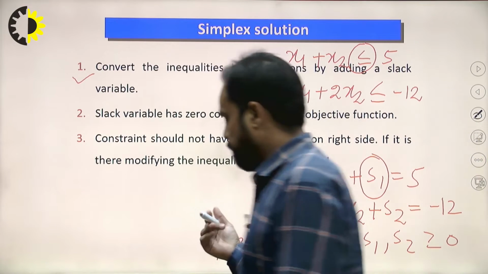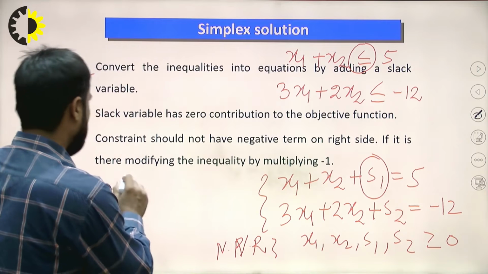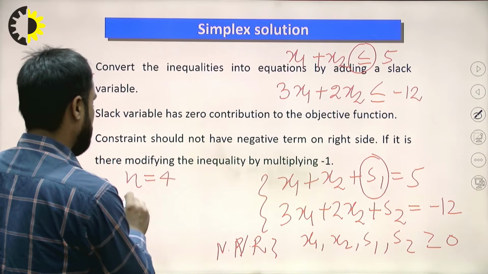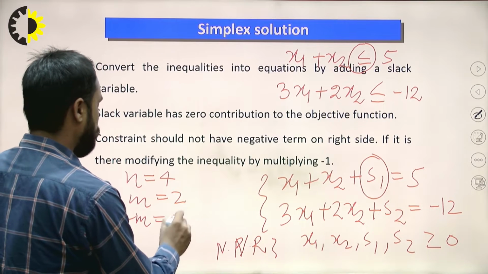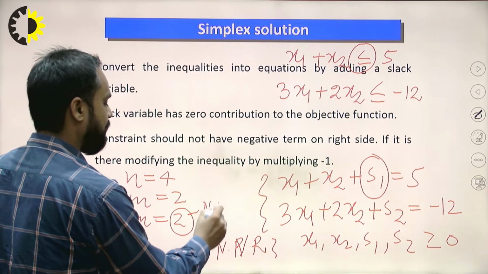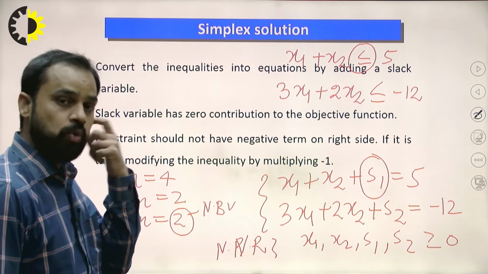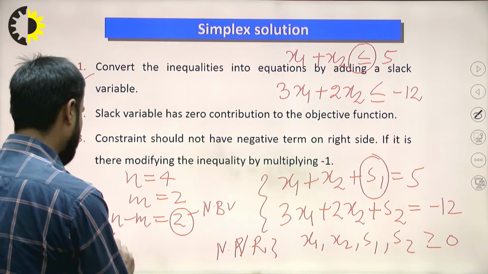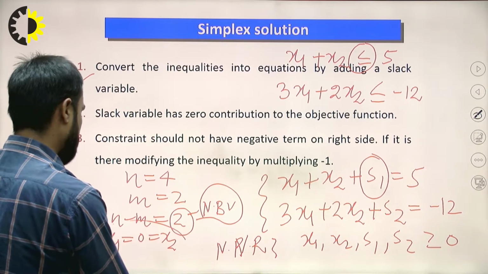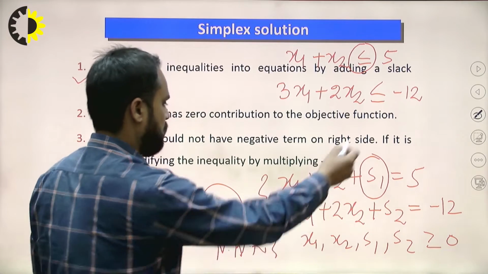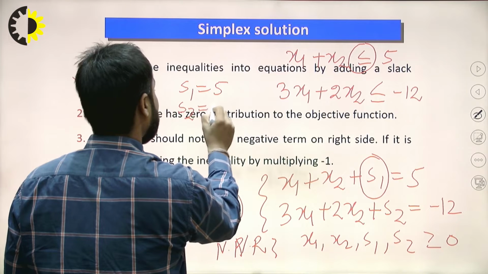Right? If I'm trying to solve this problem, to find out the initial basic feasible solution, how can I obtain it? The number of variables is 4, the number of equations is 2, n minus m, 4 minus 2, becomes 2. This is the number of nonbasic variables. Means there are two nonbasic variables and two basic variables. If I take the nonbasic variables equal to 0, means x1 is equal to 0 and x2 is equal to 0, I will get s1 is equal to 5 and s2 is equal to -12.